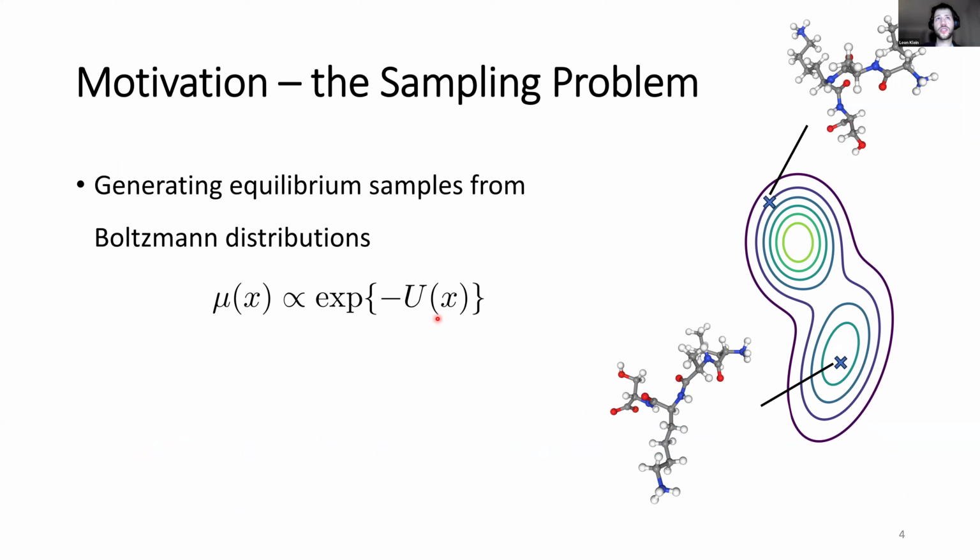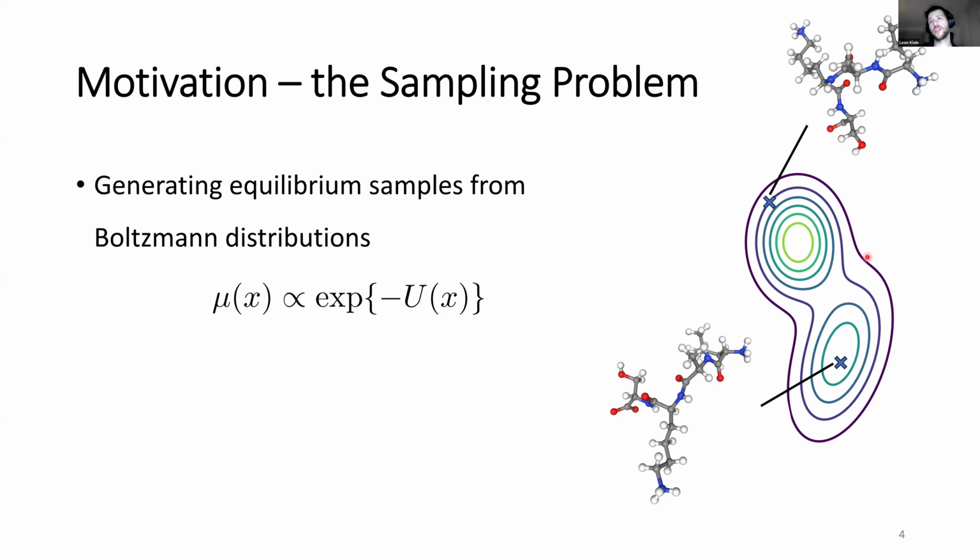I want to focus here today on a particular application of molecular dynamics, which is the so-called sampling problem. We are not interested in the dynamics of the systems, but we are interested in generating independent samples from the so-called equilibrium Boltzmann distribution. This distribution is shown here. This is the probability distribution for physical systems, in our case molecules or many-particle systems, and it is given by the potential energy U of the system.